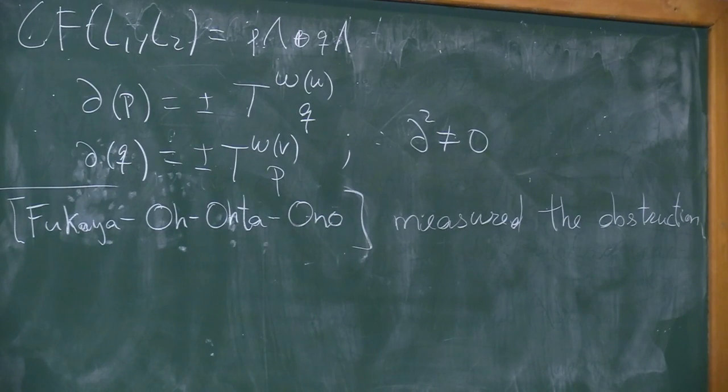Okay. In general, you could have Lagrangians that are non-displaceable, but the Floer homology is always zero, even with these local systems. And you could also have Floer homology being zero, but this doesn't mean that you can displace them. No, there is no general result of this sort.